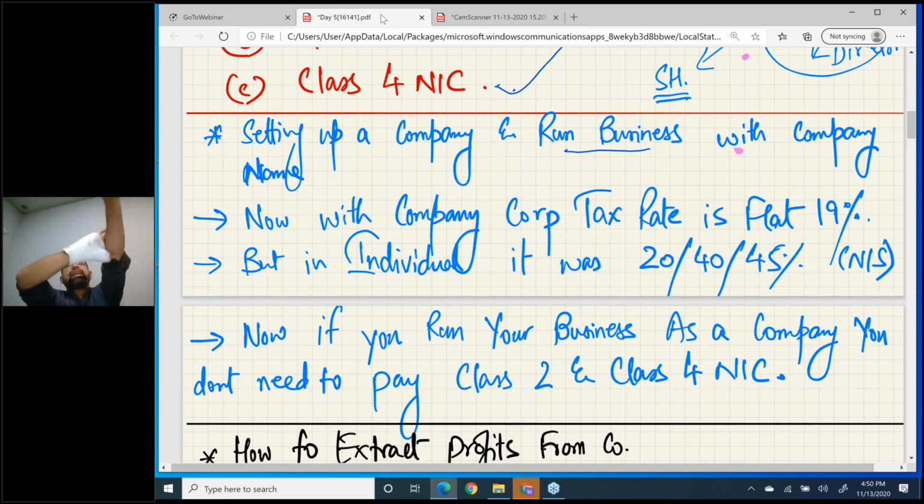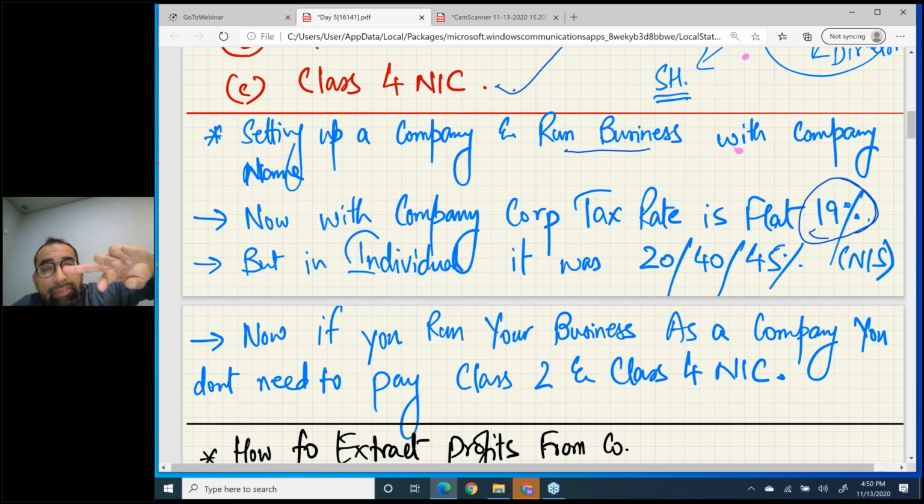Setting up a company and running a business under a company name. Now, if you run a business through a company, first of all, all profits belong to the company. First of all, there is a flat tax rate of 19%. We all know for companies the tax rate is 19%.